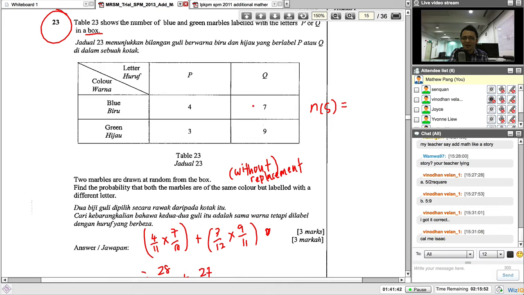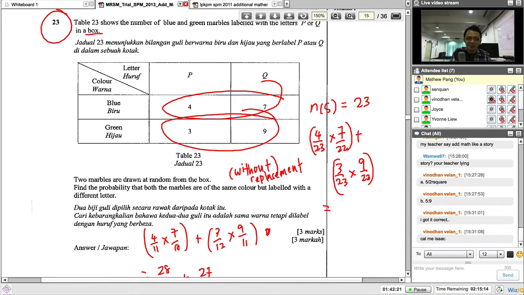Let me see. This is 11, 20, 23. Should be something like this. Then maybe we have to do something like this. It's 4 over 23 multiplied by 7 over 22, plus this one, you take this one, will be 3 over 23 multiplied by 9 over 22. Yeah, I think this one is more reasonable. The first one, I assumed this one is one box and this one is the other box, so I think this one is wrong.